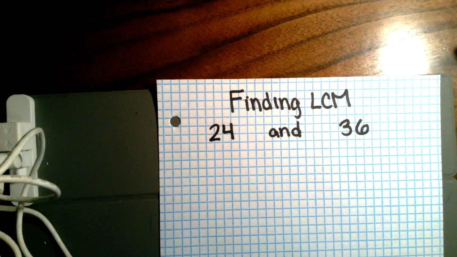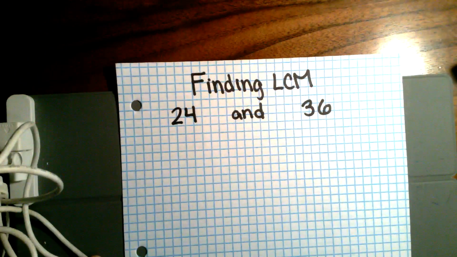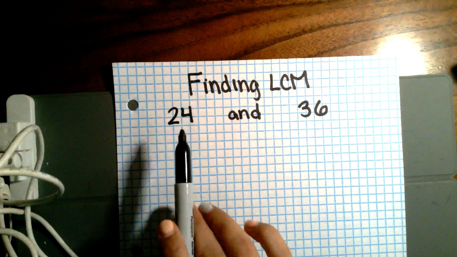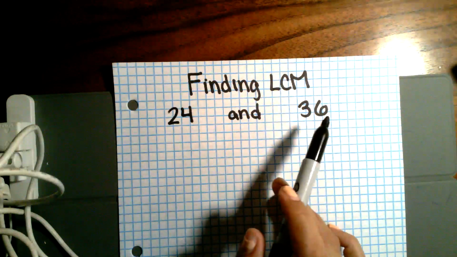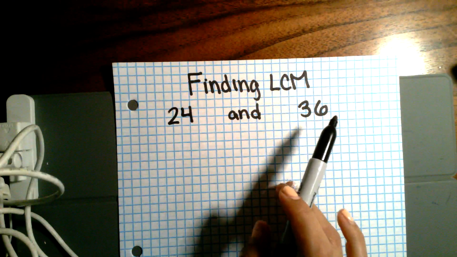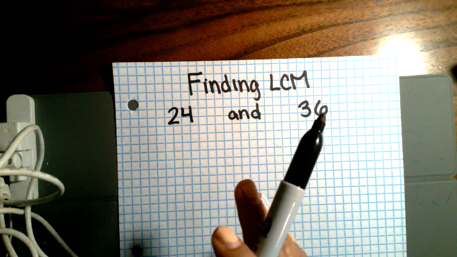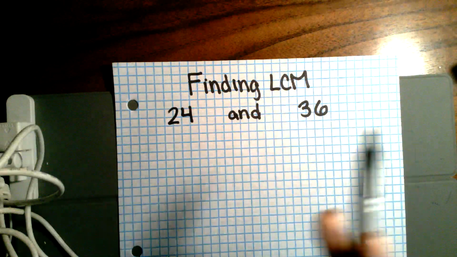Okay, here we have finding the least common multiple. Now, sometimes to find the least common multiple, people will create a list, counting by 24s: 24, 48, and so on and so forth, and then 36, 72, and so on and so forth, and then figure out where you end up with the same number.